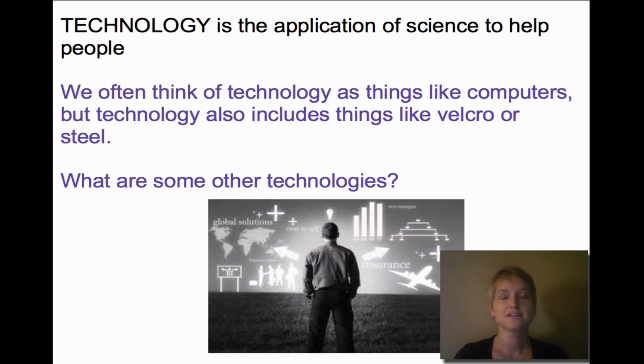And then we have technology. Technology is the application of science in ways that will help us. So a lot of times we think about this as computers, but it is also things like Velcro or steel. And I'm sure that you can think of a lot of other technologies that help us in our everyday lives. And that is the end of that.